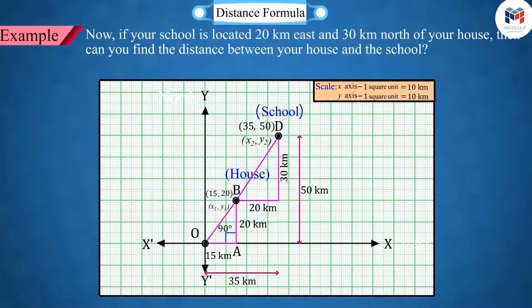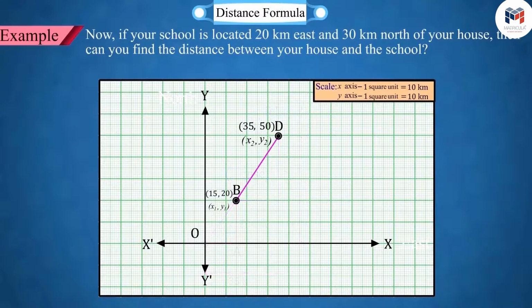Since now we have to find the distance between these 2 points, that is point B and point D, we draw the perpendiculars BP and DQ from the points B and D respectively on the x-axis. And also, let's draw another perpendicular from the point B on DQ, which intersects DQ at the point R.